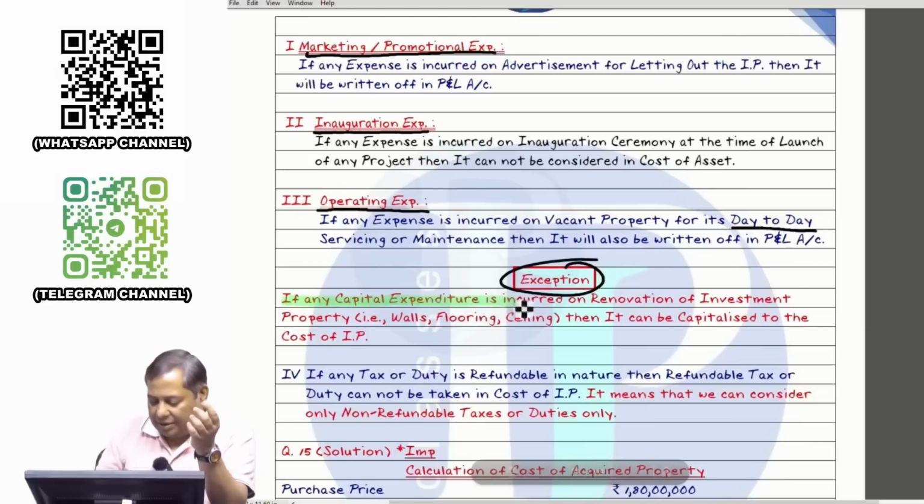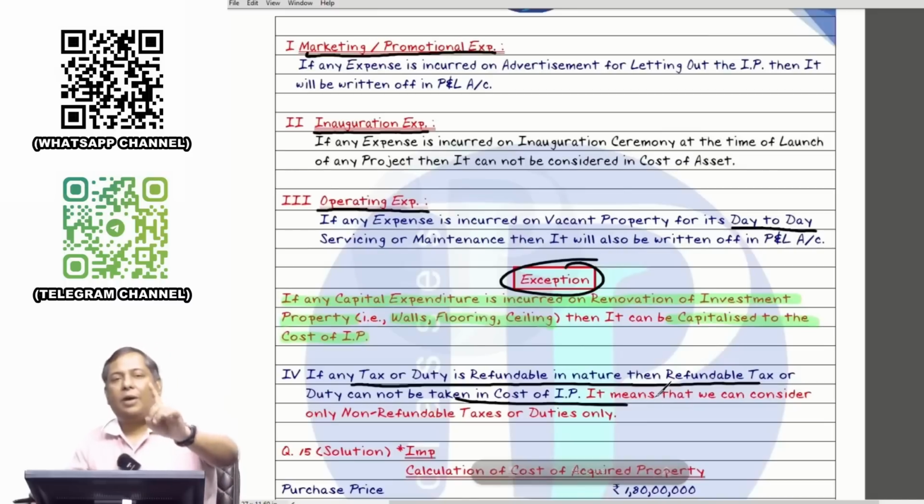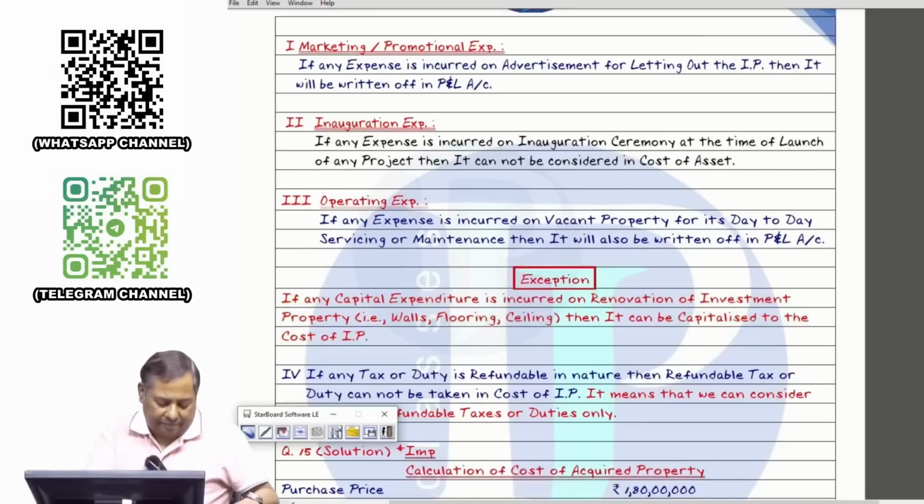If any capital expenditure is incurred on renovation of investment property, you renovated the walls, flooring, and even ceiling, you can easily capitalize that. Because it's not routine service. Also, if any tax and duty are of refundable nature, it is not included in cost. I have only told you one method of acquisition, the cash one. I have told you all its points.